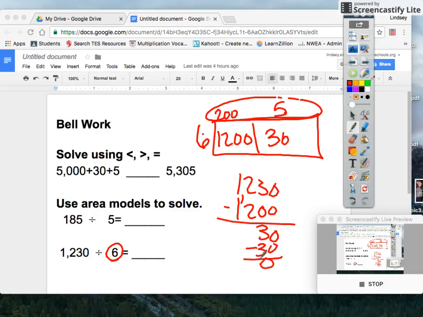Now, how do I find my answer? Aaron? You add up the numbers on top, which is 200 plus 5, which is what, class? 205. And you solved it.